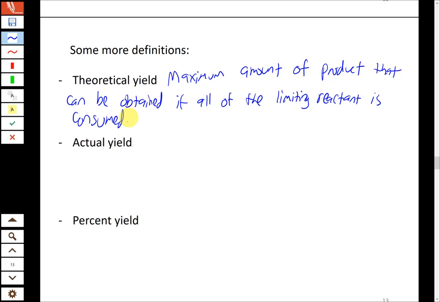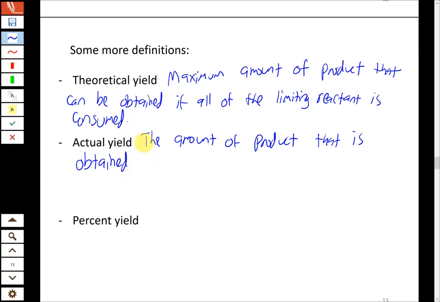Now the actual yield is the amount of product that is actually obtained experimentally. Now you can't calculate actual yield starting from scratch. This is an experimental number. So you run a reaction in a lab, you collect all the product from that reaction, and you measure how much there is. And in most cases, it's not going to be exactly equal to the theoretical yield. It's going to be a little bit less than that, or a lot less than that sometimes. All right. So this is an experimental parameter.